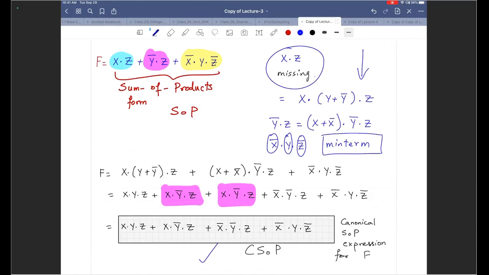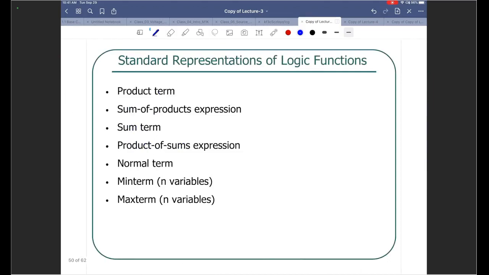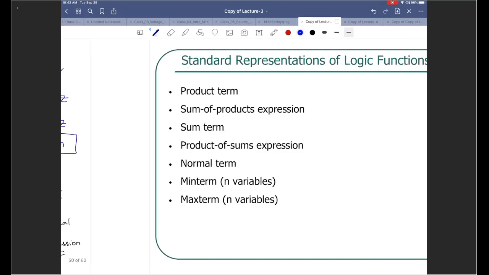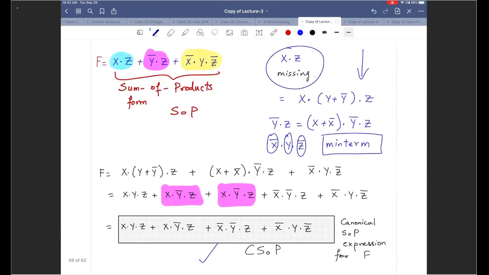Now with this, let us try to essentially define what is a product term, what is a sum of product expression, what is a sum term, and so on. So let's see, what is a product term? So that 12 literals, all right. Is that 12 literals or are duplicates not counted? Duplicates are not counted. So this would be 12 literals.